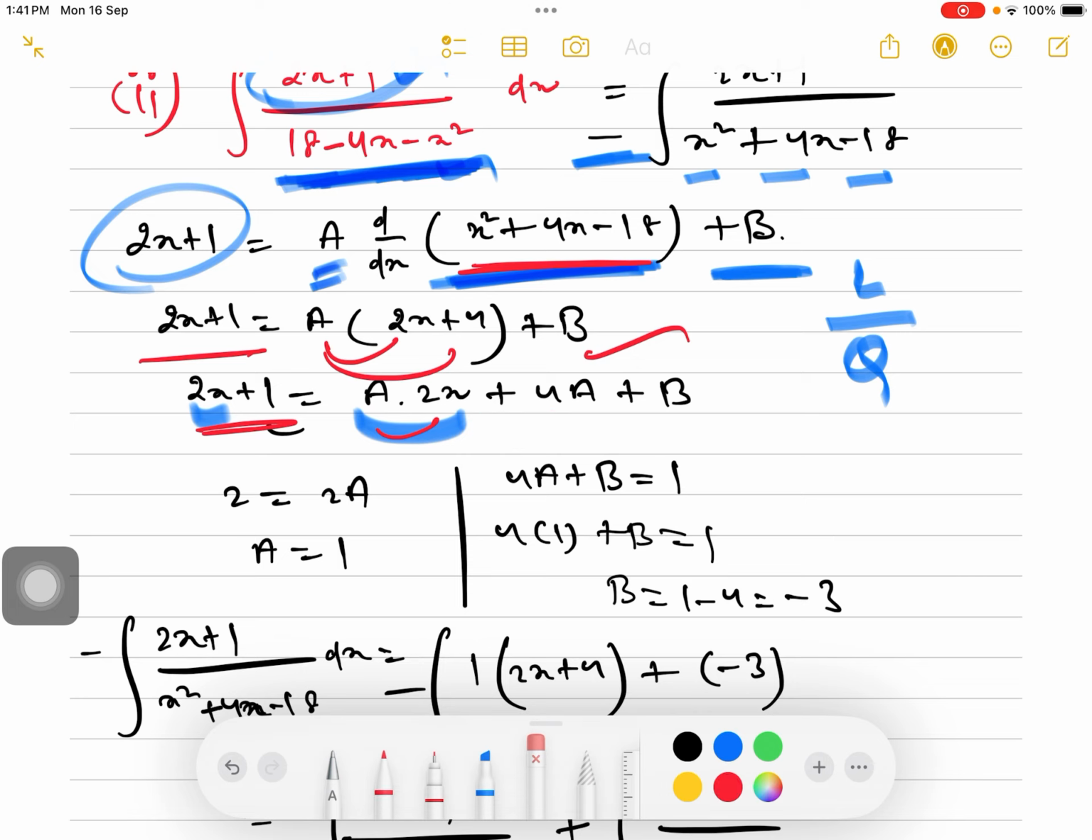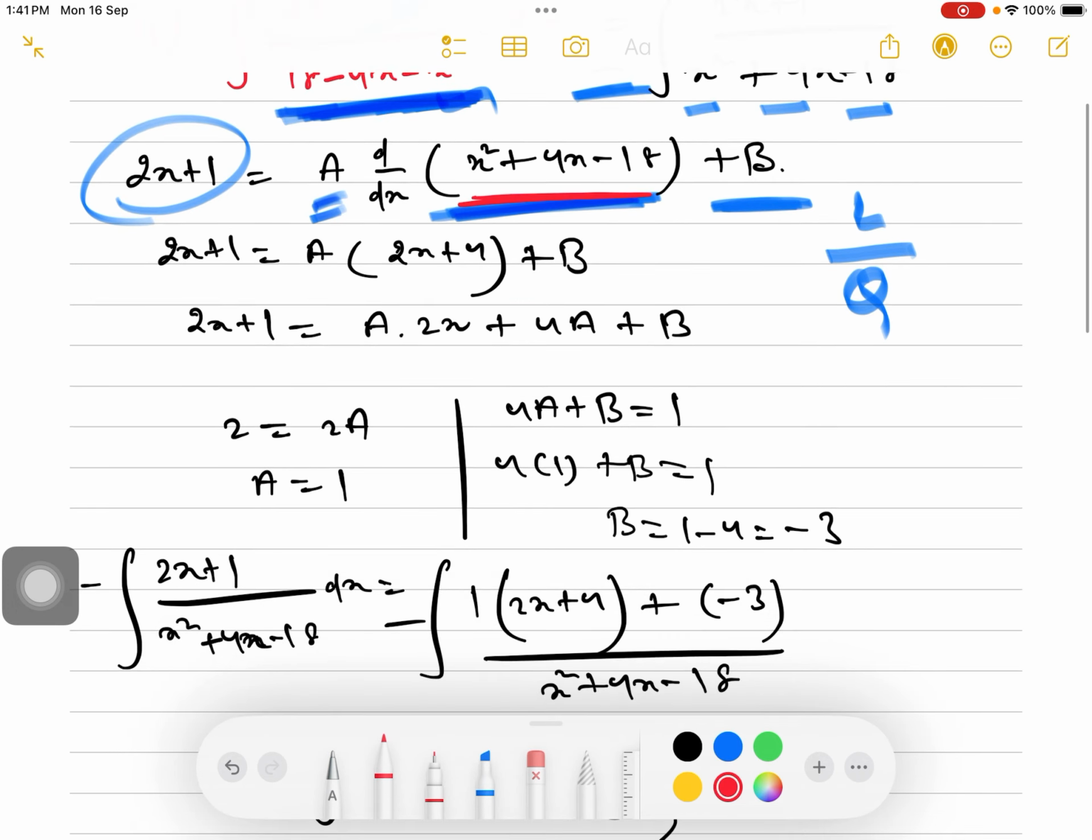Now we have to compare the coefficients to get the values of a and b, which are our constants. Here you can see the coefficient of x on the left side is 2, and on the right side the coefficient of x is a into 2, which is 2a. So 2 equals 2a I can write down. So the value of a will be 2 by 2, which is 1.